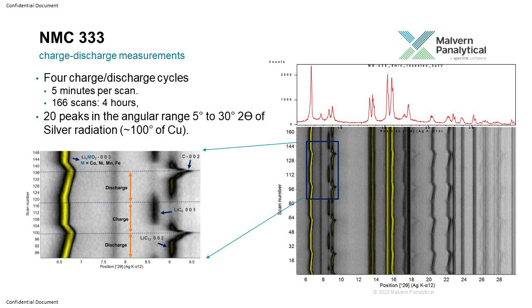Because it was a thick pouch cell, we used the silver radiation. We could capture around 20 peaks in this range. The peaks that you see straight, these are the current collector peaks. This can be aluminum or copper, but the peaks which are changing are the anode and cathode peaks. So this is a zoom out of that, and then this is the cathode material peak.